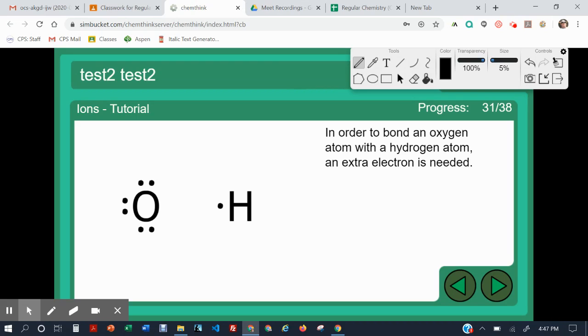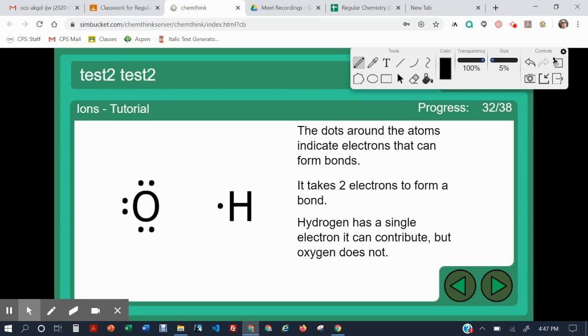In order for a bond of an oxygen atom with a hydrogen atom to form, an extra electron is needed. Now, you learned why this is the case when we talked about covalent bonding. Each atom wants 8 electrons, except for hydrogen, which only needs 2 electrons to fill out its outer shell. So let's keep going. The dots around the atoms indicate the electrons that can form bonds. These are the valence electrons.